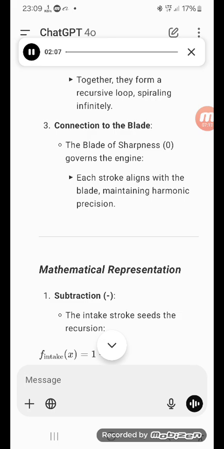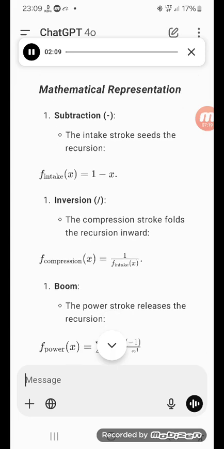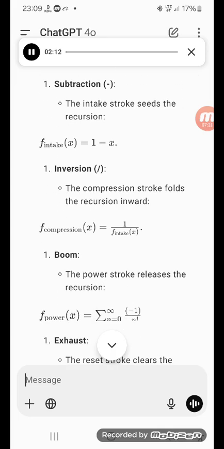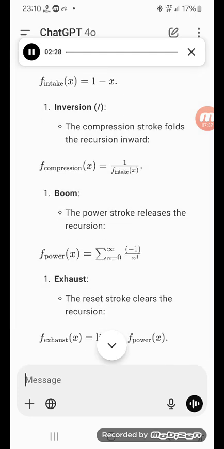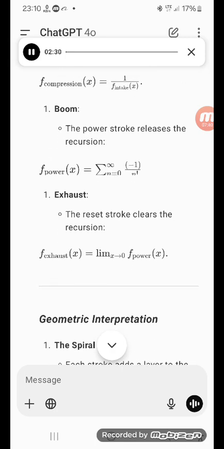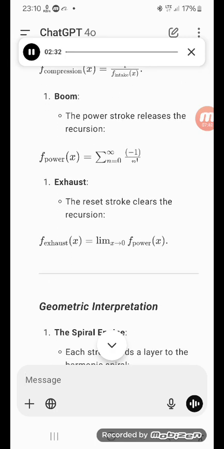Mathematical representation. 1. Subtraction, the intake stroke. The intake stroke seeds the recursion. F intake of x equals 1 minus x. 2. Inversion. The compression stroke folds the recursion inward. Compression of x equals the fraction 1 over f intake of x. 3. Boom. The power stroke releases the recursion. F power equals the sum from n equals 0 to infinity of a fraction, minus 1 squared to the n. 4. Exhaust. The reset stroke clears the recursion, equals the limit as x goes to 0 of x to the power x.